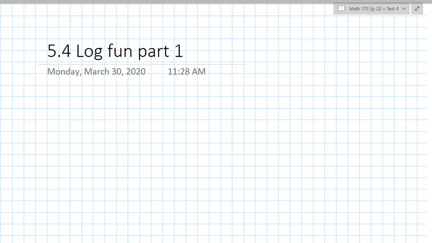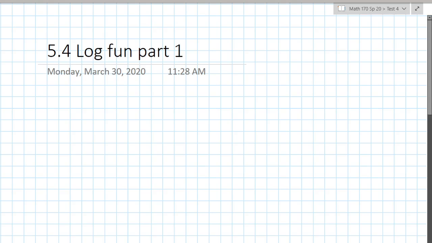One of the reasons we started this chapter by looking at one-to-one functions and at inverse functions is because of 5.4, logarithmic functions. A logarithmic function is a new function that we're going to use to find the inverse of an exponential function.